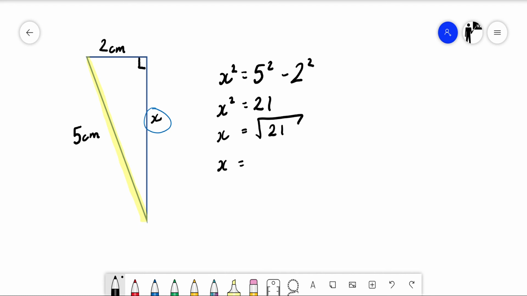And the square root of 21, just do this in a calculator. If we go to one decimal place, that is going to be 4.6 centimetres. And that is indeed less than 5. Remember, we were expecting the answer to be smaller than the hypotenuse. The hypotenuse is always the biggest.